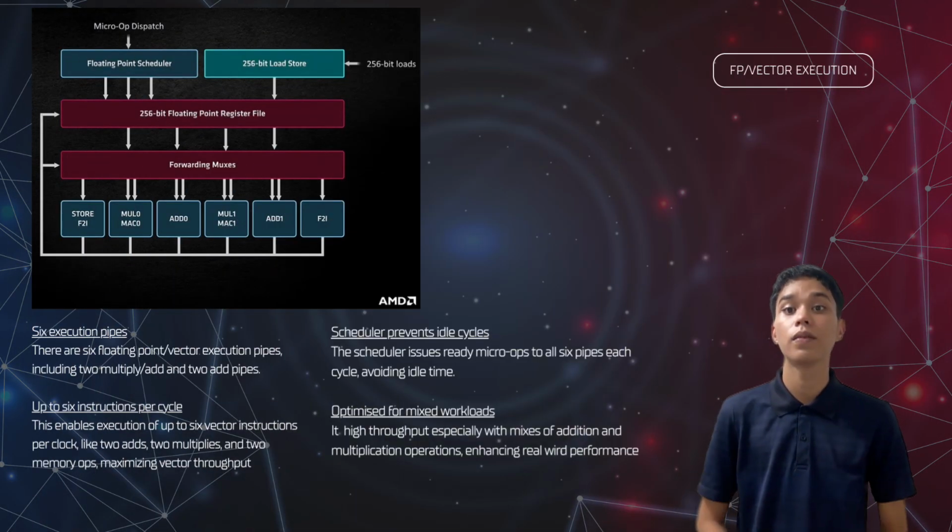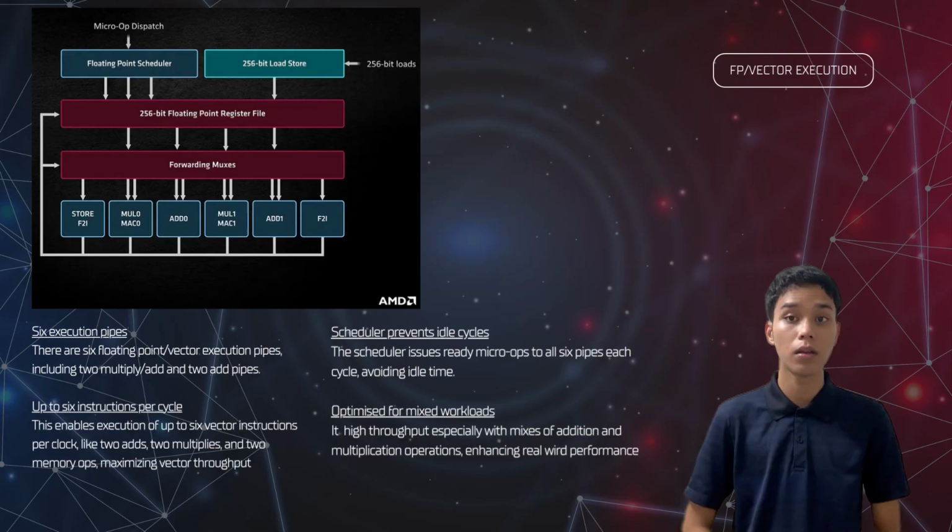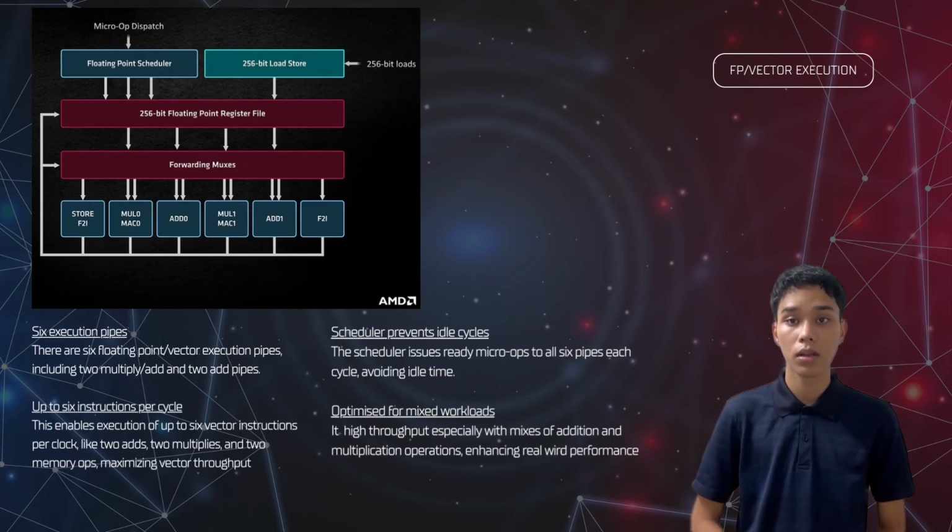Now I will explain the floating point execution unit in the AMD Zen 3 architecture. This is the part of the CPU that handles complex mathematical and scientific calculations, which are essential for game rendering and data analysis. So let's start with the core hardware. The floating point unit features 6 execution pipes.